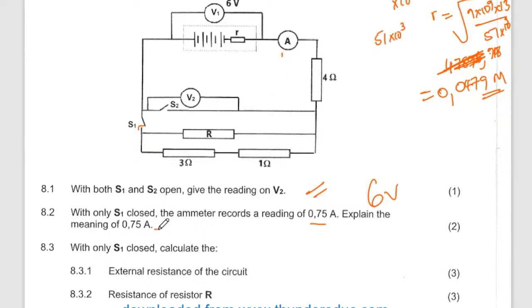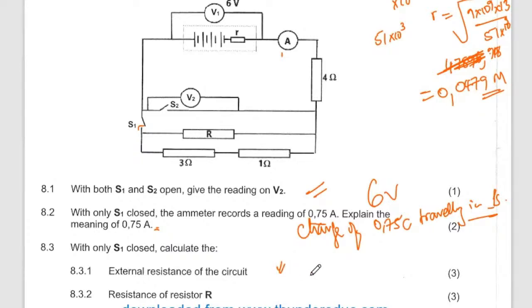Explain the meaning of this. Okay, so in a charge of 0.75 coulomb... I don't know, are they asking us to explain what current is? Okay, so you can say the charge of 0.75 coulomb traveling in 1 second, because that's what current is. Then with S1 closed, they want us to calculate the internal resistance.